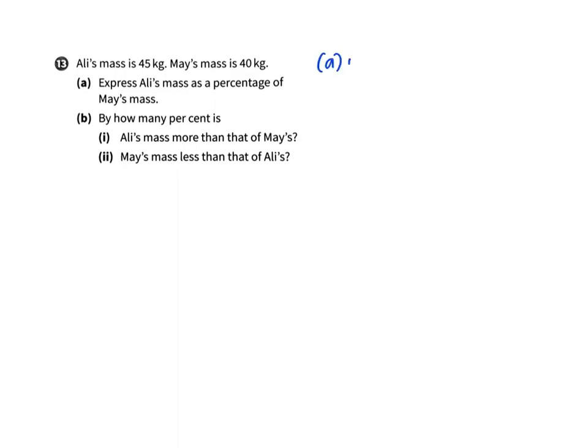So if I want the percentage, they want Ali's mass as a percentage of May's mass. So what is going to be in my denominator? The base value here, would it be Ali's mass 45 or is it May's mass 40? So they say as a percentage of May's mass. So that means this denominator is going to be 40, May's mass. So Ali's mass is 45 out of 40 times 100%. As you can see, this number is quite big, bigger than 40, so it will be a number more than 100.